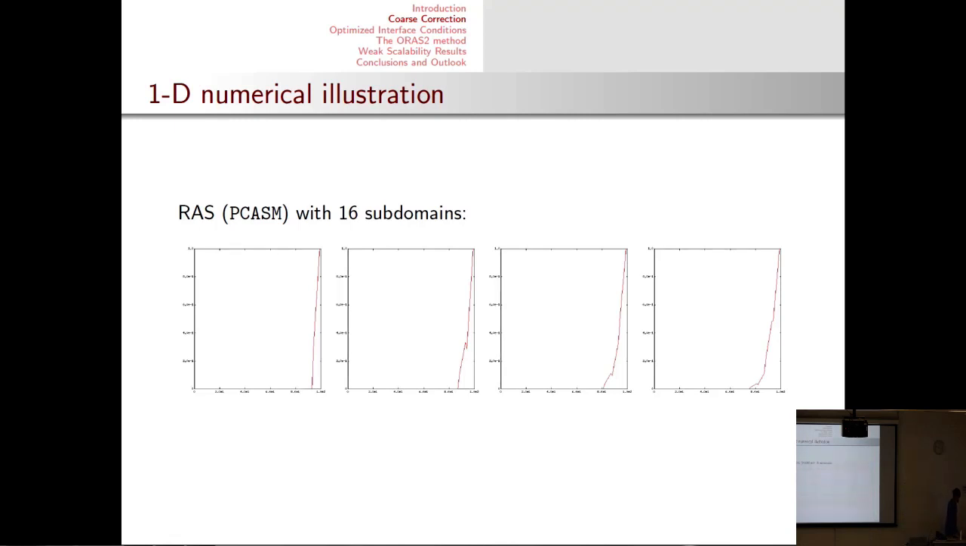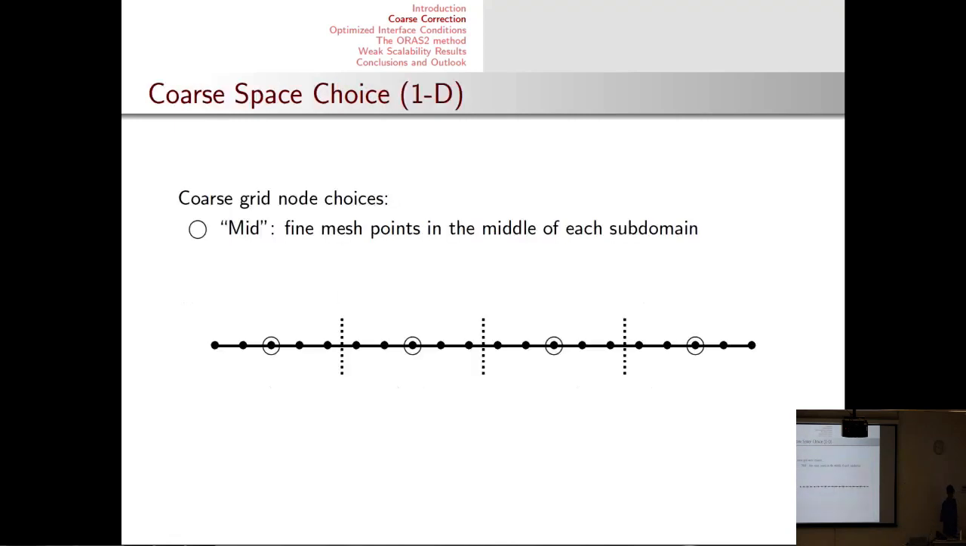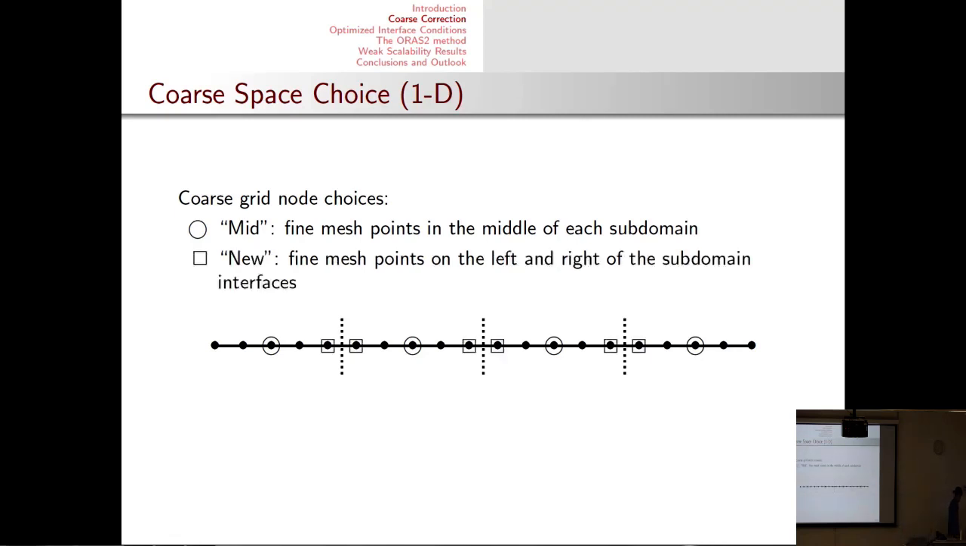So we introduce a coarse correction. So now, how do you pick the coarse grid? The natural way to think about is, well, I'm going to take the midpoint of each subdomain, just like this. And what we call new here is to take the fine mesh points on the left and right side of the subdomain interfaces, so the squared ones here. So that was introduced by Gander and Dubois in the 2 references I give here. So I give the full references at the end of my talk.